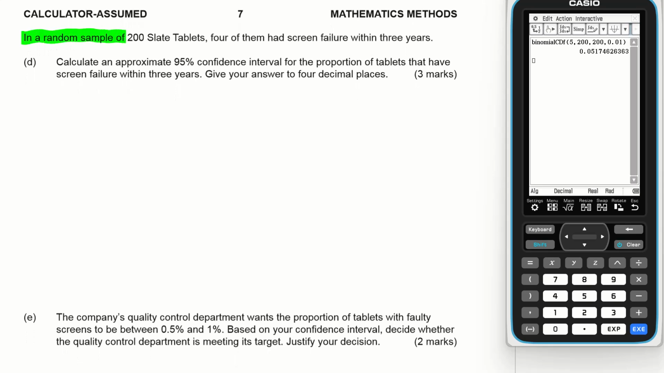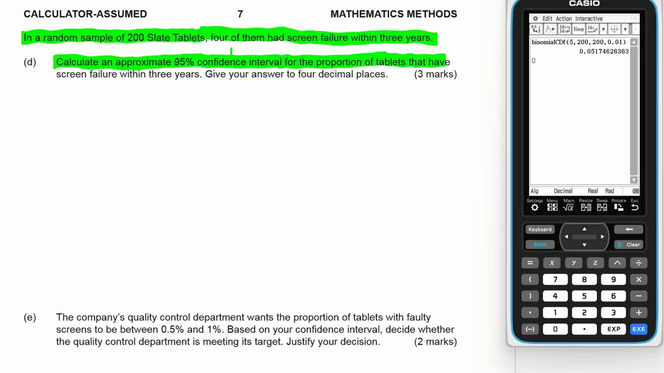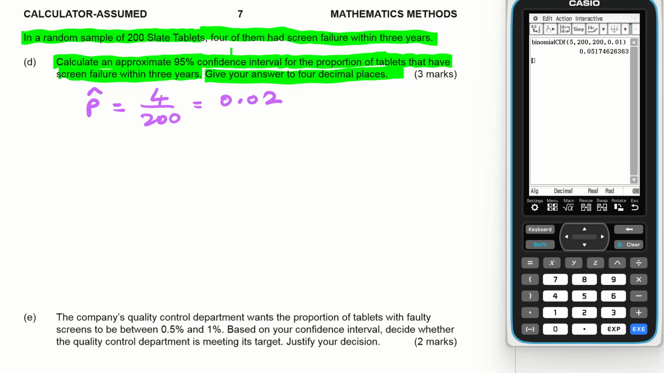In a random sample of 200 Slate tablets, 4 of them had a screen failure within 3 years. Calculate an approximate 95% confidence interval for the proportion of tablets that have screen failure within 3 years. Give your answer to 4 decimal places. Okay, so your p is going to be 4 out of 200, which is 0.02.